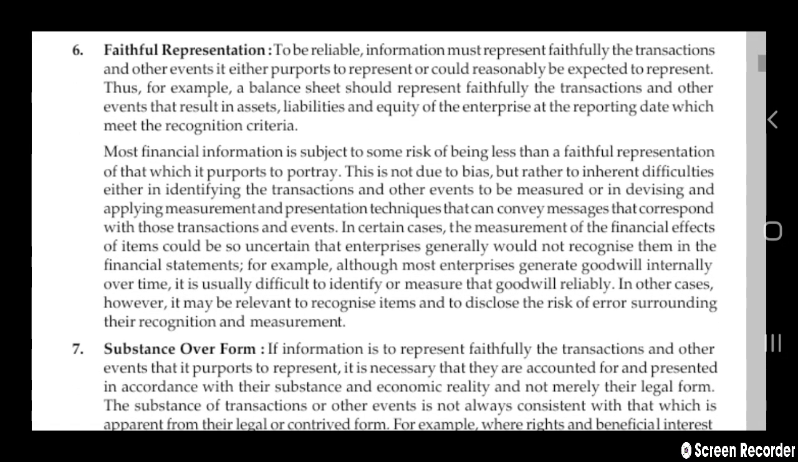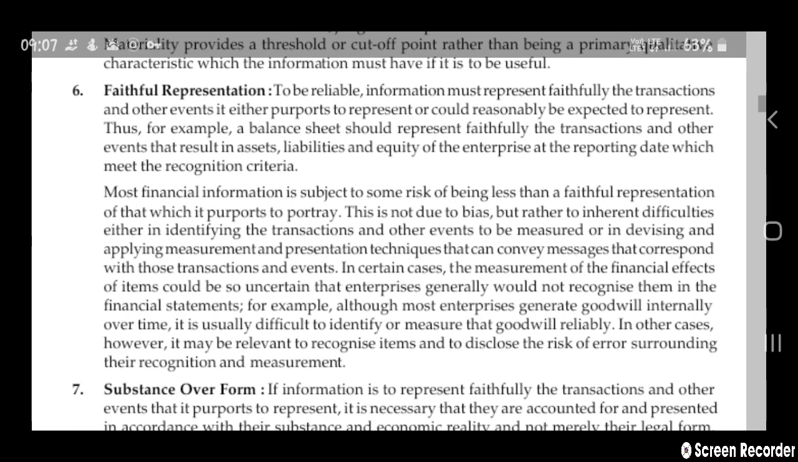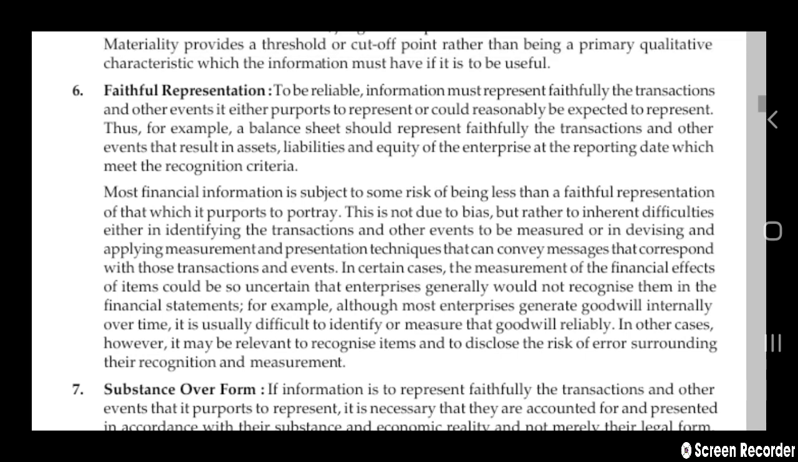Next, faithful representation. To be reliable, information must be represented faithfully, the transactions and other events it either purports to represent or could reasonably be expected to represent. For example, a balance sheet should represent faithfully the transactions and other events that result in the assets, liabilities, and equity of the enterprise at the reporting date which meet the recognition criteria.